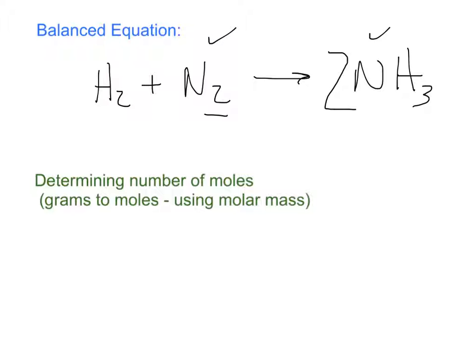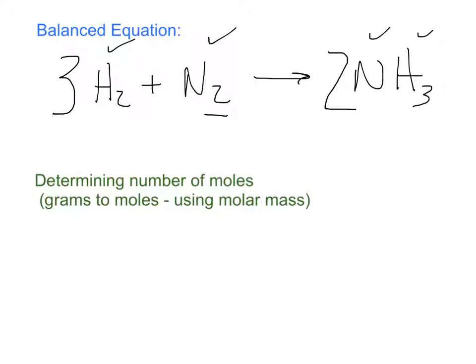Now here I have 2 hydrogens, but over here I have 2 times 3, which is 6 hydrogens. So to get this balanced, I need to put a big 3 over here. Now my hydrogens are balanced, and all of this is balanced. So I now have a perfectly balanced equation. And what this tells me is that 3 moles of hydrogen gas plus 1 mole of nitrogen gas will create 2 moles of ammonia gas. Okay, now determine the number of moles, grams to moles.